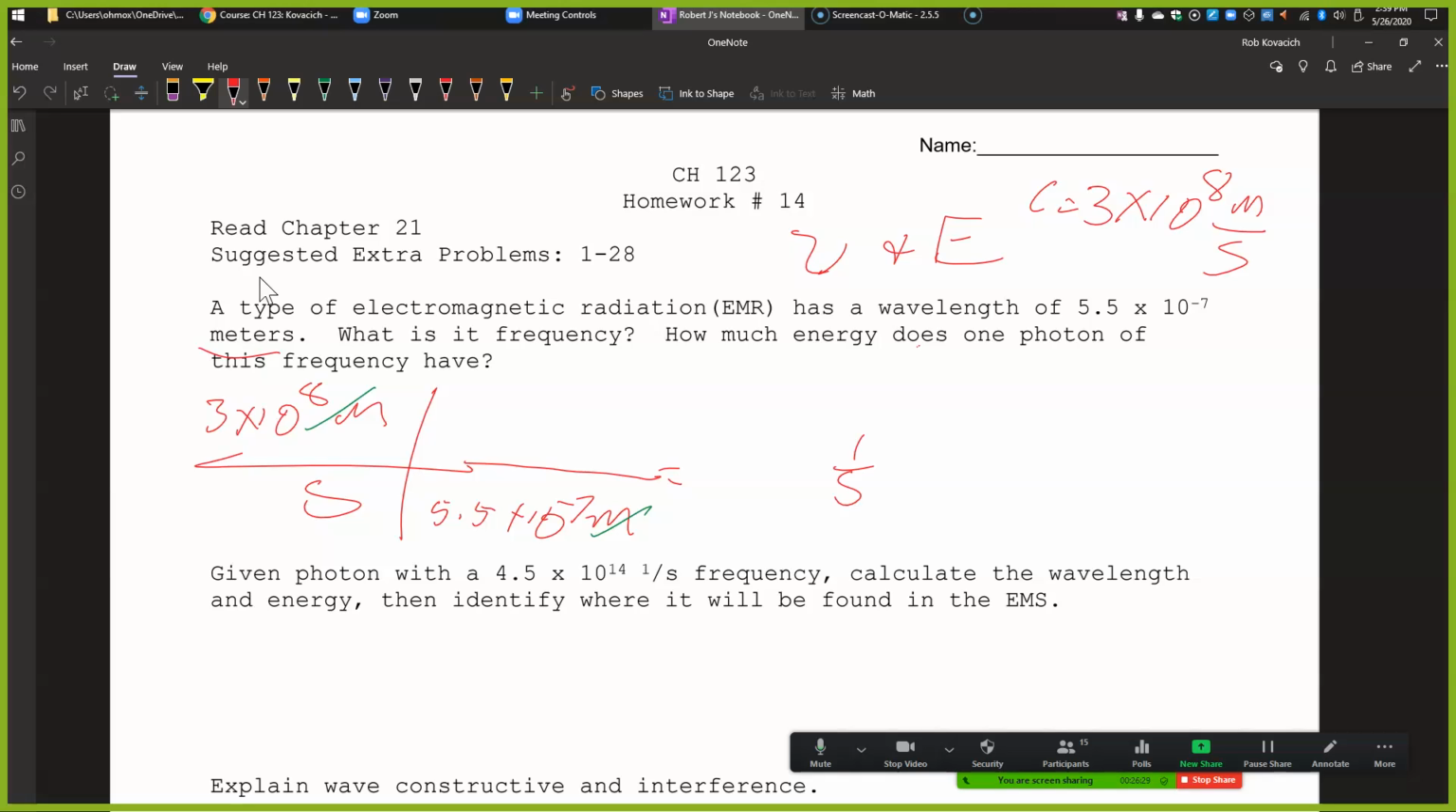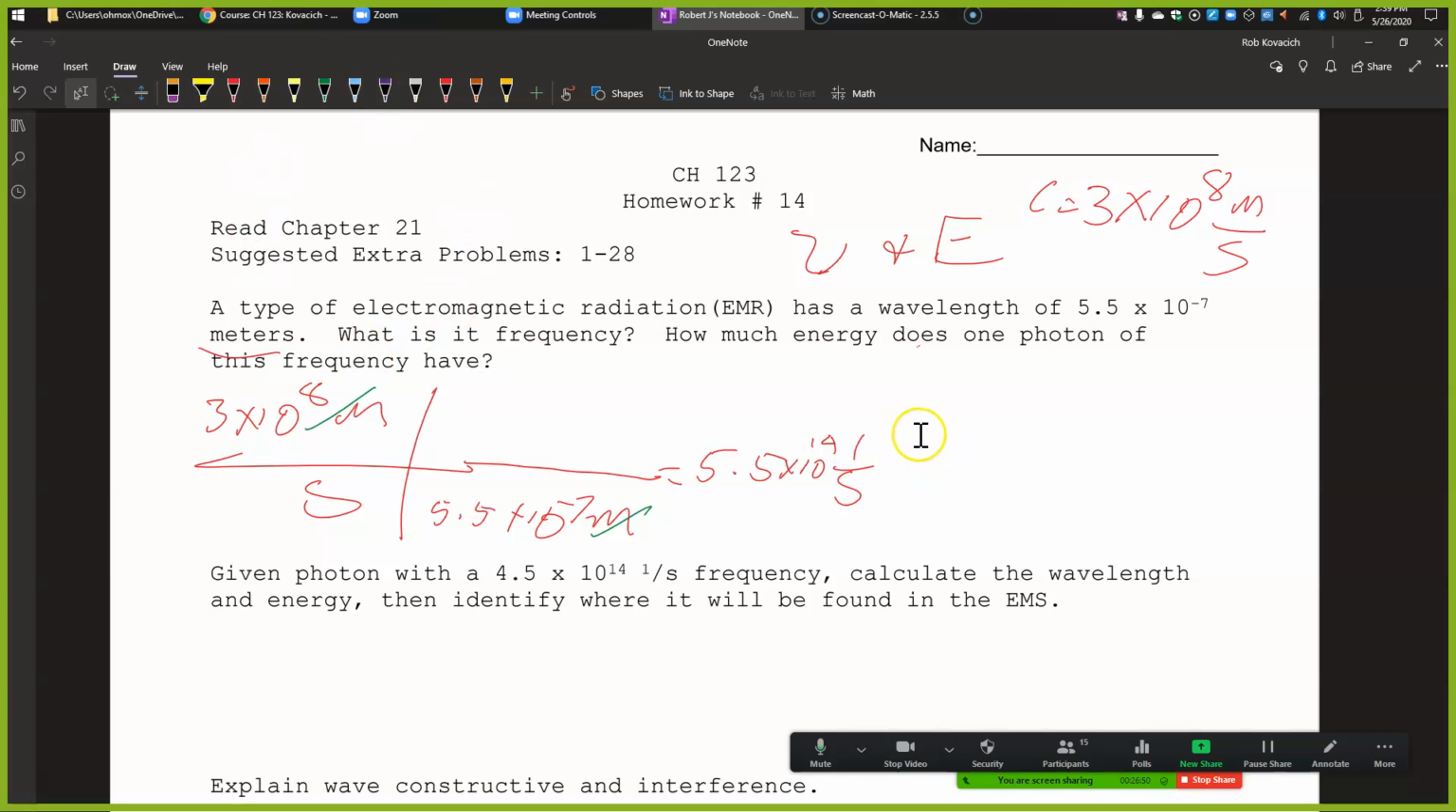3E8 divided by 5.5E negative 7. Nice big 5.5 times 10 to the 14th. Okay, so that's good. There's our frequency.